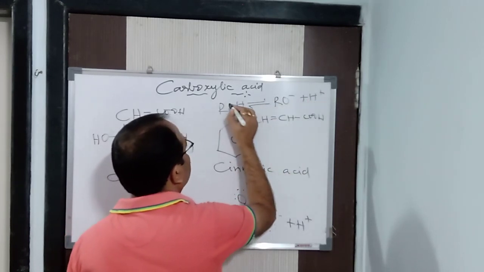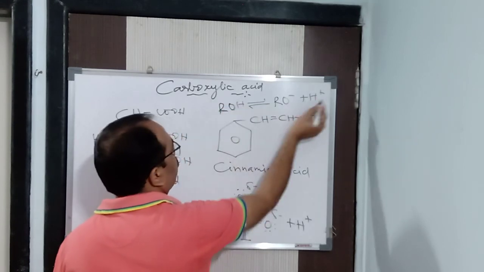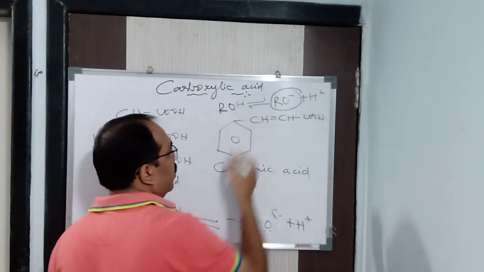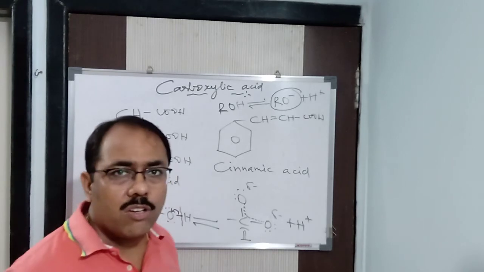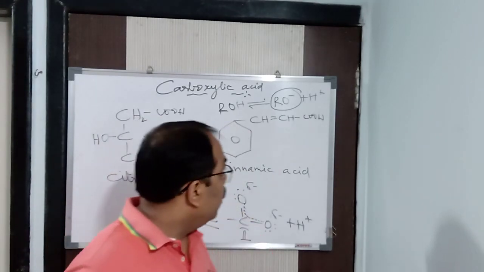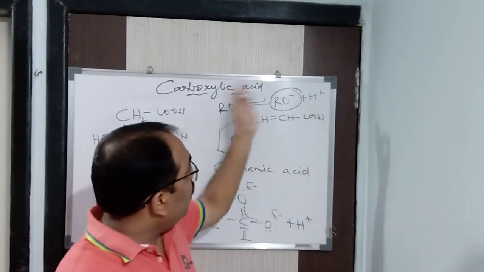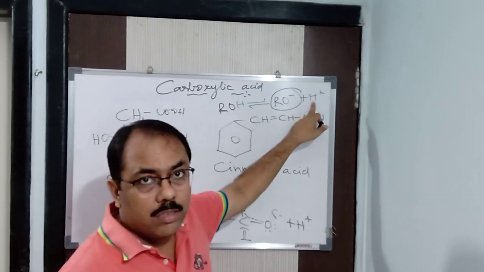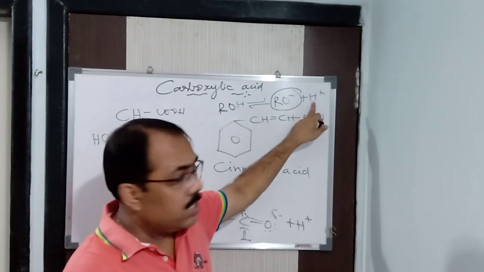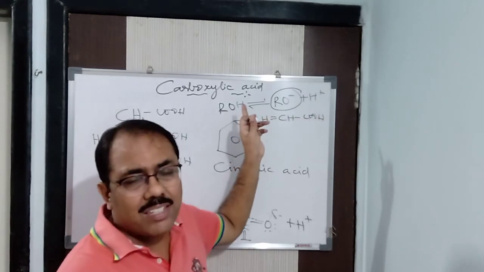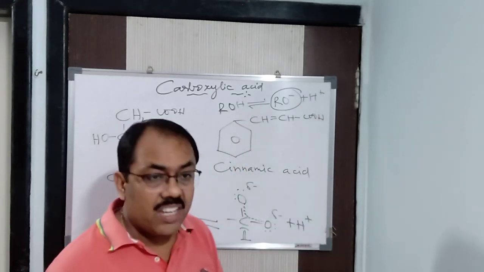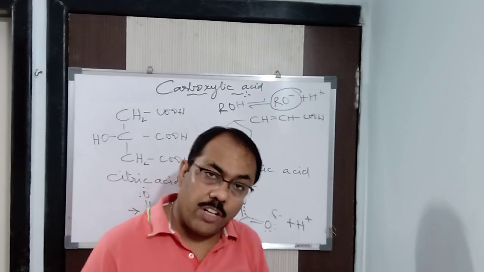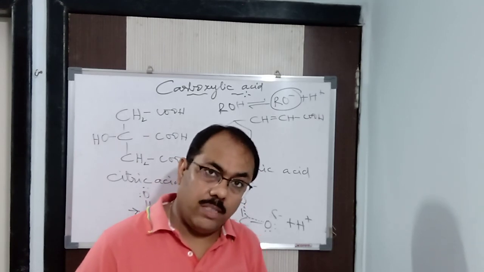Here also you can see that H plus ion is released, but is the alkoxide ion stable due to resonance? No. Alkoxide ion is not stable due to resonance, due to which the equilibrium is favored in the backward direction, and hence H plus ion is not readily released. A little bit of H plus ion is released, and hence alcohol is very slightly acidic in nature. It is less acidic than water also. What have you studied? Water is more acidic than alcohol.